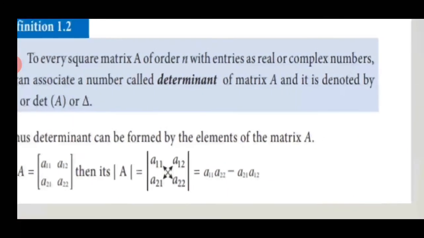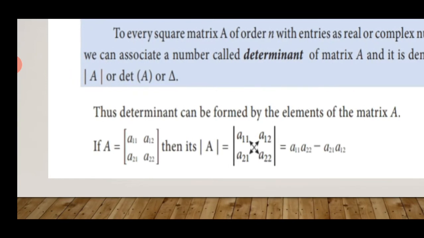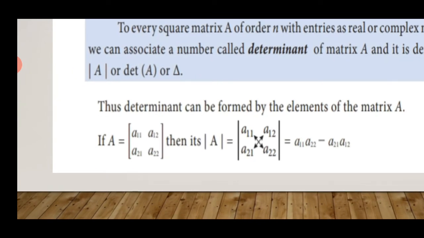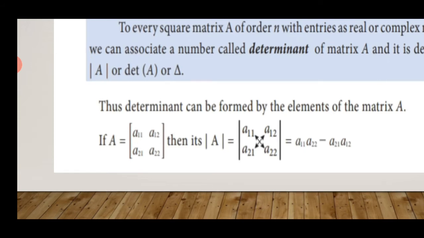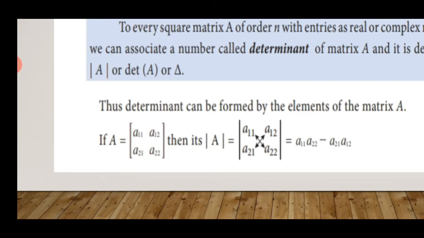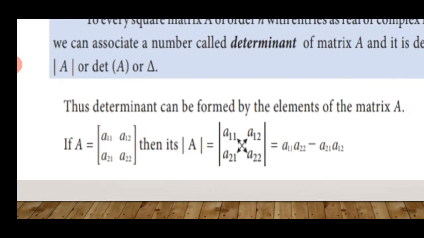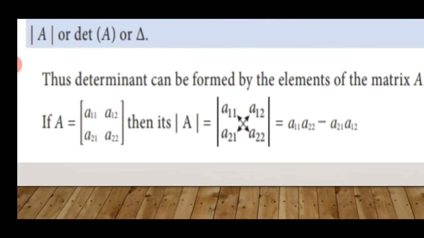Here they have given an example, A equal to: the first row entries are A11, A12, and the second row entries are A21, A22. Then determinant of A equals the determinant symbol. For determinants we have to remove the regular matrix brackets and put only straight lines. So you can see the difference here between A and determinant of A, right?